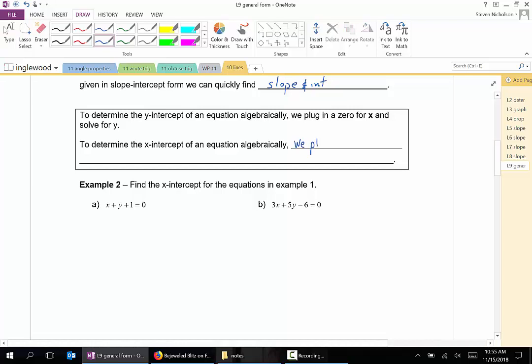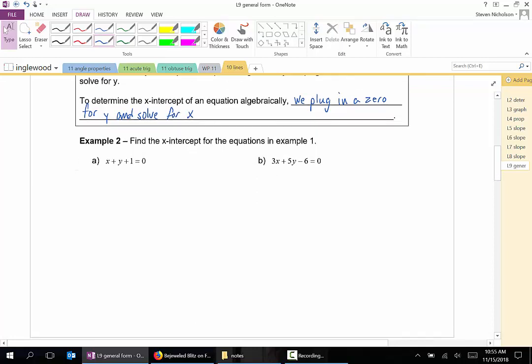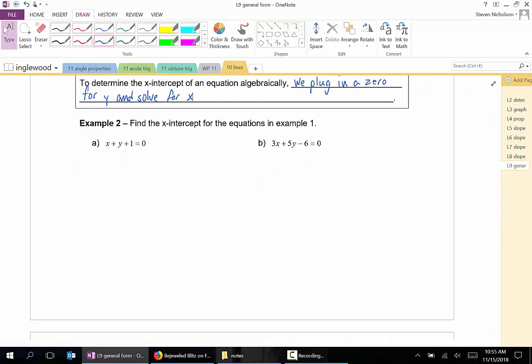So we plug in a 0 for y and solve for x. And this is one of the things we want to know about lines. What's the slope? What's the x-intercept? What's the y-intercept? So for example number 2, I just want to review finding x and y-intercepts. In this case, just the x-intercept.